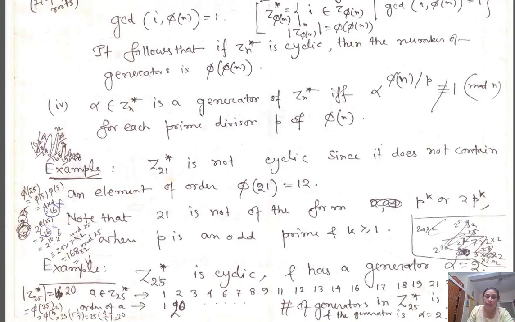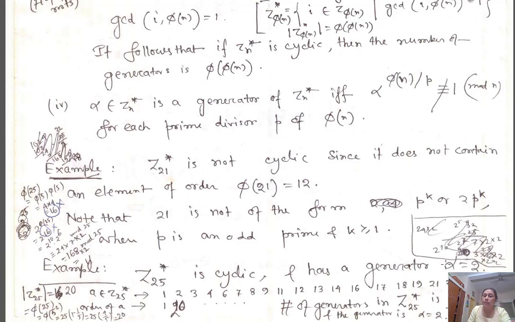Z25 star, it is 5 square. Okay, p square, 5 square, so it is cyclic. From this theorem only you can argue this is a cyclic group. I'm not asking you to show that alpha is a generator. I'm just saying this is cyclic. You can easily verify because it is having this form. And suppose alpha equal to 2 is a primitive element.